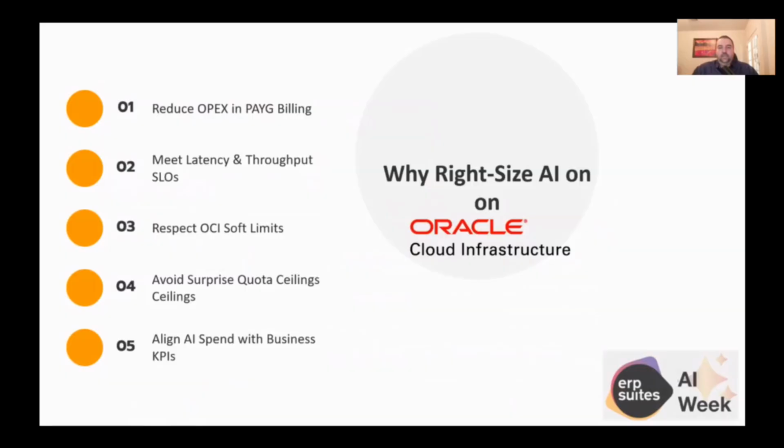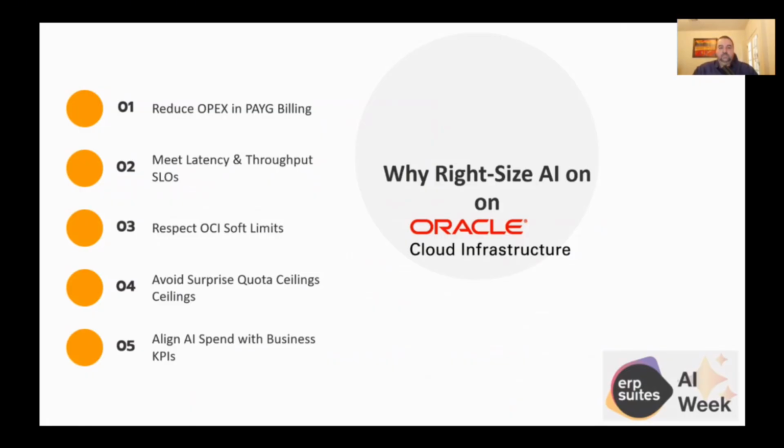So the question is, why right-size AI on Oracle Cloud Infrastructure? Really, why right-size any service on OCI? We have some slides to go through here. The primary points are to reduce your operational expense with pay-as-you-go billing, to meet latency and throughput service level objectives, to respect the OCI soft limits or service limits. Those are there for a reason. You do need to request to have a service limit increased in certain cases, and you have to know about that ahead of time, but we'll get into that a little bit later as well.